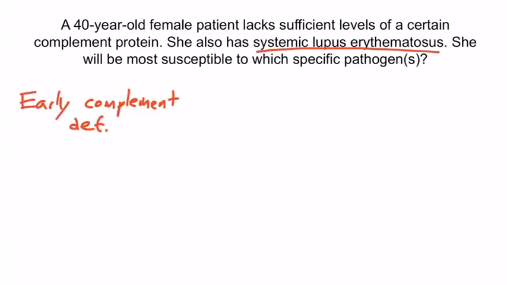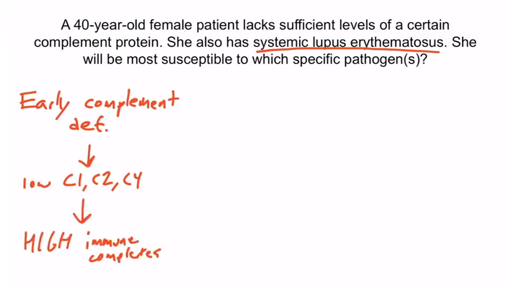That would be the early complement deficiencies. And that's because in early complement deficiency, the patients lack sufficient levels of C1, C2, and/or C4. And these are normally required to adequately clear immune complexes. So these patients have inappropriately high levels of immune complexes just floating around in their blood. And that's why the patients get lupus. Knowing that we're dealing with an early complement deficiency, we can answer the question. This patient will be most susceptible to which specific pathogen or pathogens?